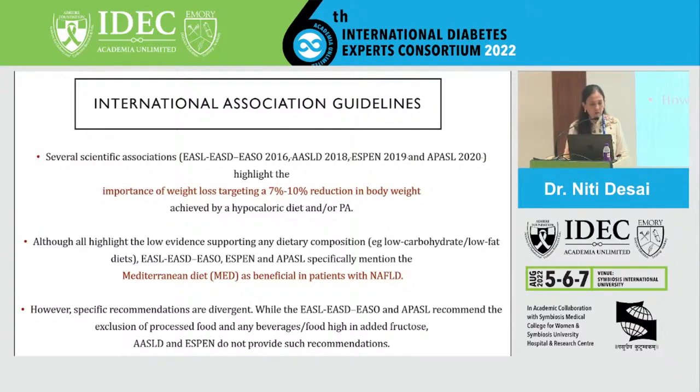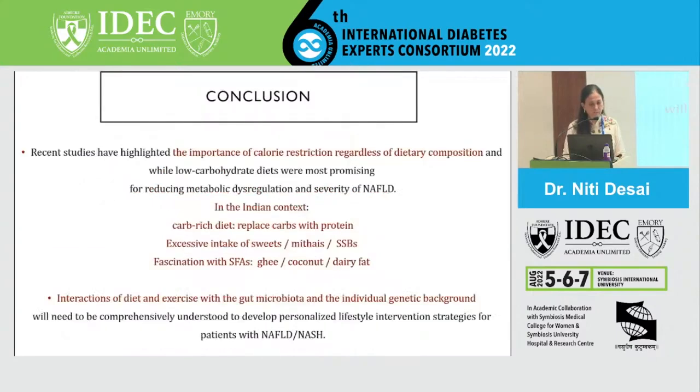Some of the European associations have mentioned that a Mediterranean type of diet is more beneficial in patients with NAFL. However, specific recommendations are divergent. For example, again, the European associations have recommended the exclusion of processed food and sugar-containing solutions, but the American Association and ESPEN do not provide such recommendations at the moment.